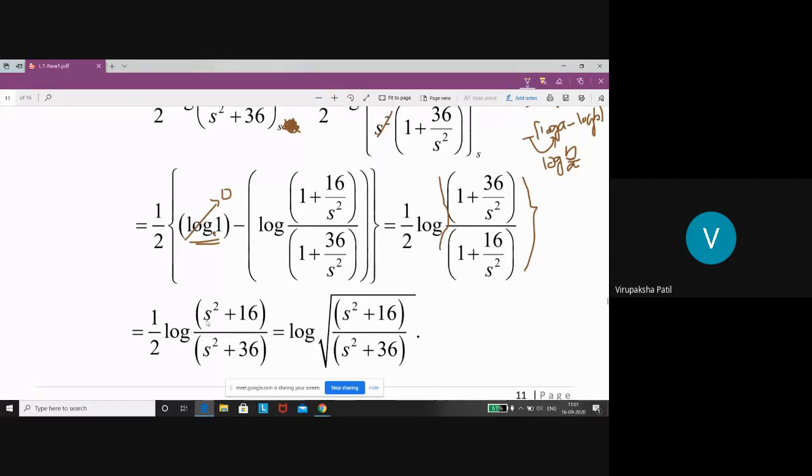You will get 1 by 2 times log of s square plus 36 divided by s square plus 16. So using the properties, it is a typing mistake, please make the correction. It is log under square root of s square plus 36 divided by s square plus 16. This is the final answer. I'm sorry for this wrong typing, but please make the corrections.